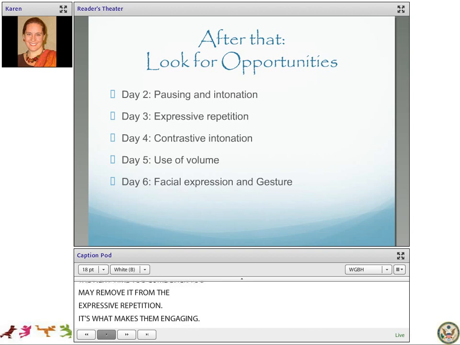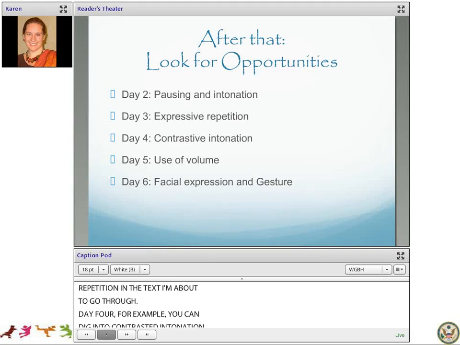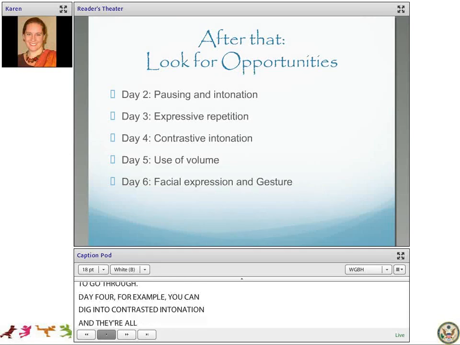Day 4, for example, then you could dig into contrastive intonation. And these are all pronunciation-related concepts, but they're slightly distinct from each other. And they layer one upon the next to create a more and more fluent speaker.